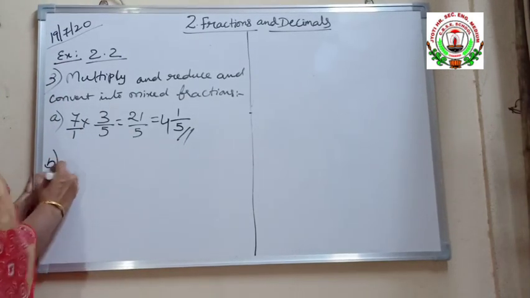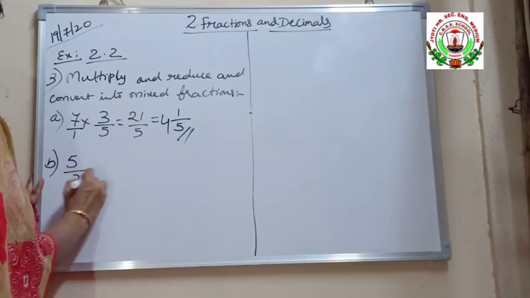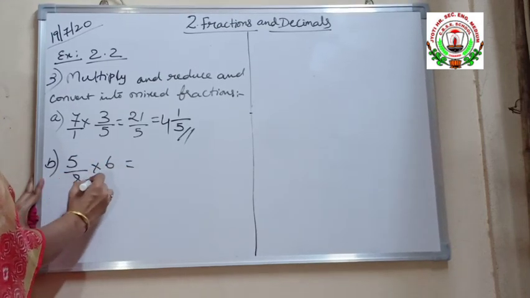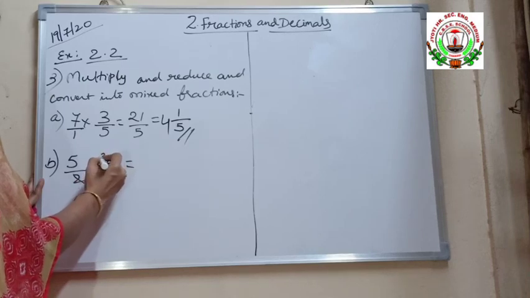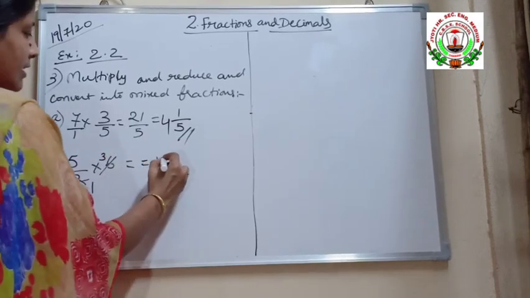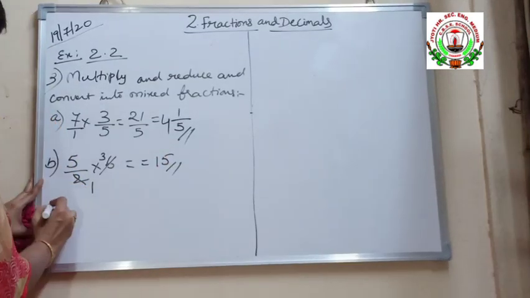Next question is 5 by 2 into 6. See, I can cancel here. 2 1s are 2, 2 3s are 6. So here direct multiplication, 5 3s are 15 is your answer.